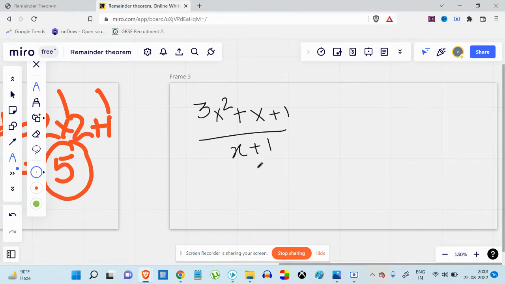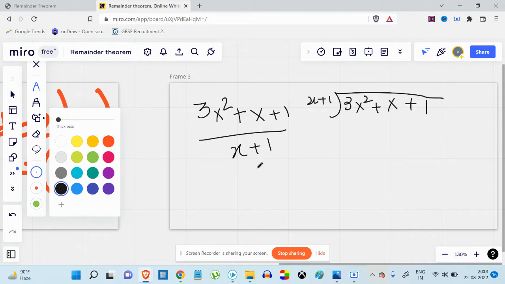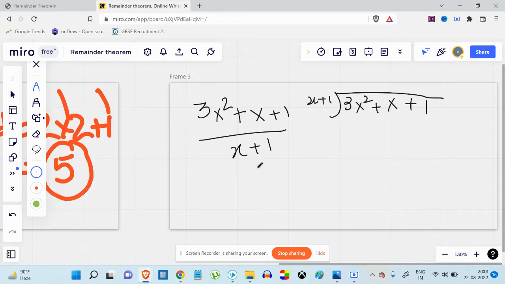What we can do is write this as x plus 1 dividing 3x squared plus x plus 1. A very important thing: the reason students face much more difficulty with this is that they are not able to visualize it. So let me do one thing. Remember this. This is x here.